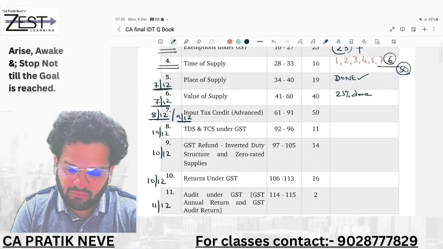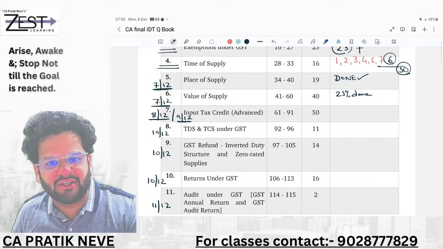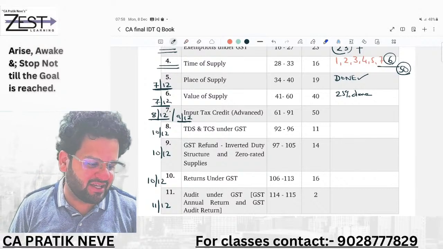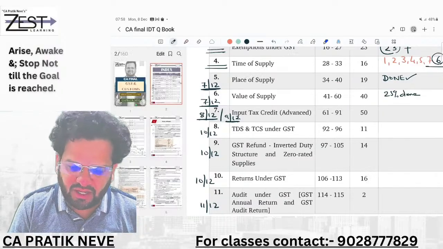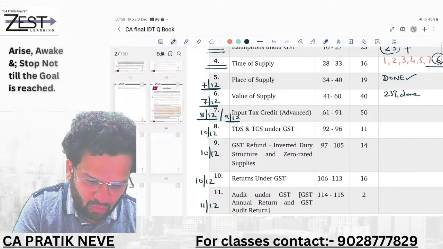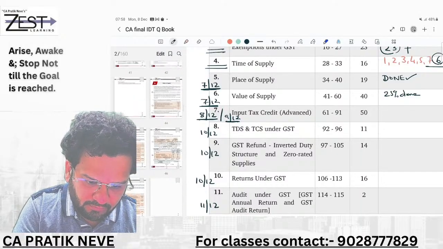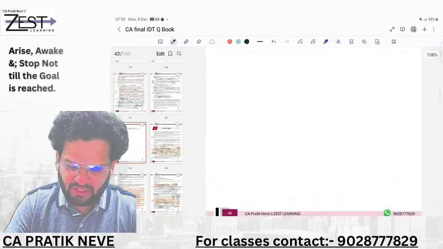Value of supply is somewhere on page 41, and if you have not checked earlier sessions, go ahead and check that as well. There is a playlist we have done, so you can take advantage of that playlist also. So now, going to the value of supply.